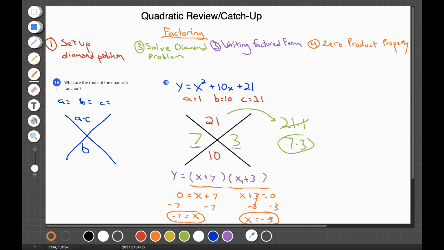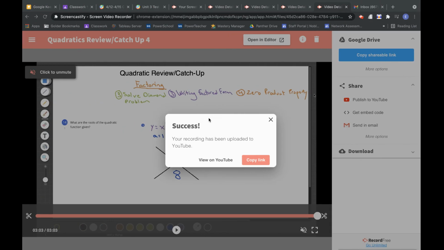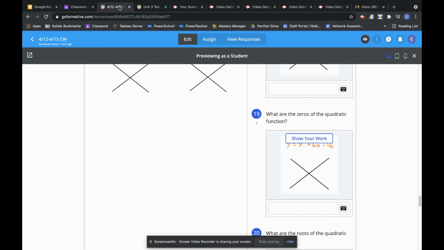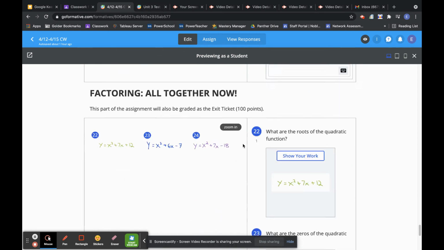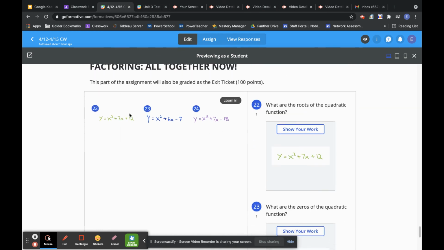So the exit ticket is going to be the next problem set after you practice this. Those last 3 problems, I'm not going to do a video on those 3. That is the exit ticket. So that's these, I can show you these problems here. So 22, 23, and 24, those are your exit ticket.